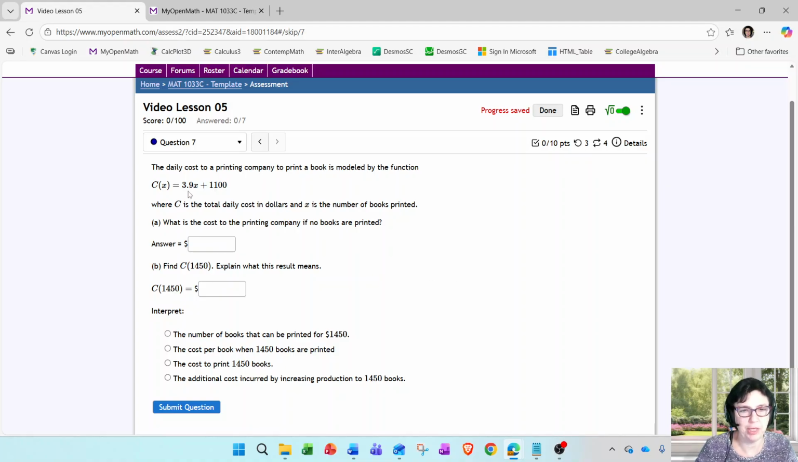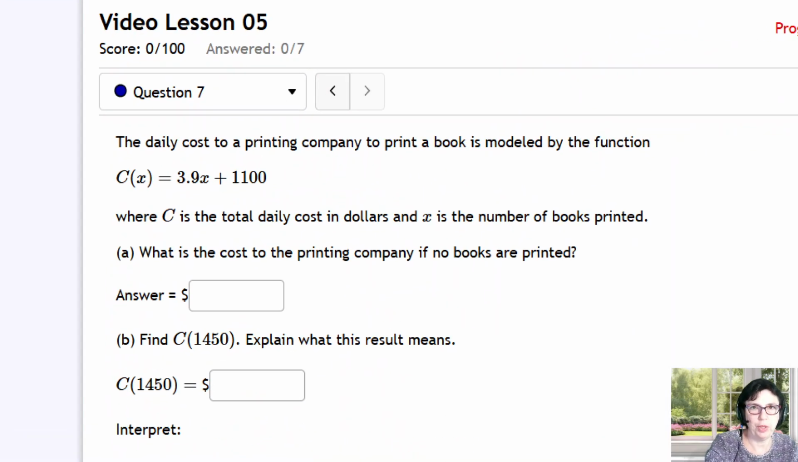So remember, a function is like a rule, right? So what you're going to do is take this unknown X. You don't know how many books are printed, but whatever they are, you need to multiply that by 3.9. Well, what is this 3.9? This is called the marginal cost. So this is the cost to print one book. It may be the cost of ink, paper, binding, whatever, right?